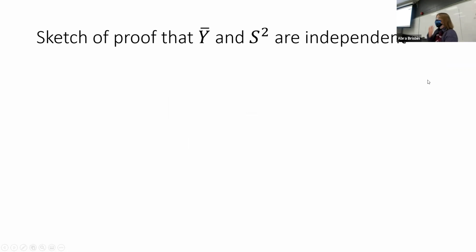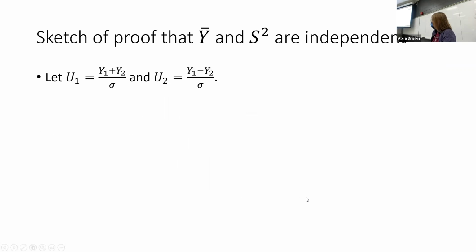All right. We can also sketch the proof that y bar and s squared are independent, the sample mean and the sample variance. To do this, we're going to start by defining 2 new random variables. We'll let u1 be y1 plus y2 over sigma, and u2 equal to y1 minus y2 over sigma.